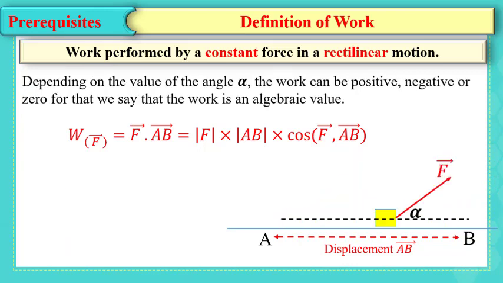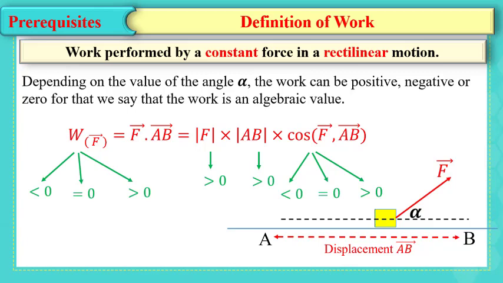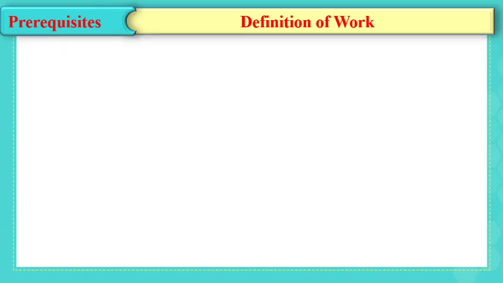And cosine changes its sign according to alpha. Since AB is positive as a magnitude, and F is positive as a magnitude, when cosine is negative, the work will be negative. If cosine is 0, then work is 0, and if cosine is positive, the work is positive. How come we have different signs?